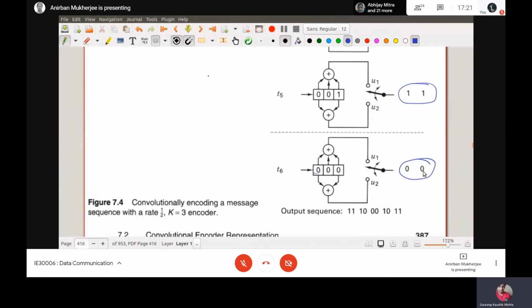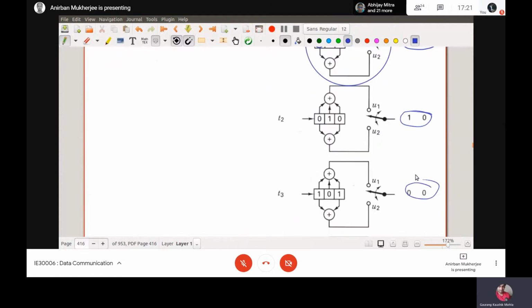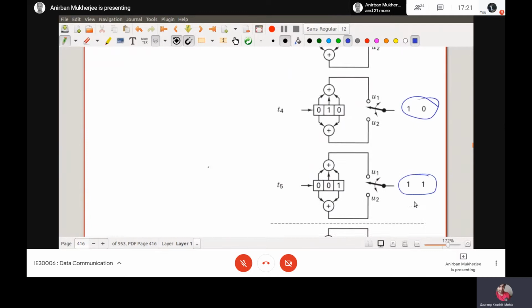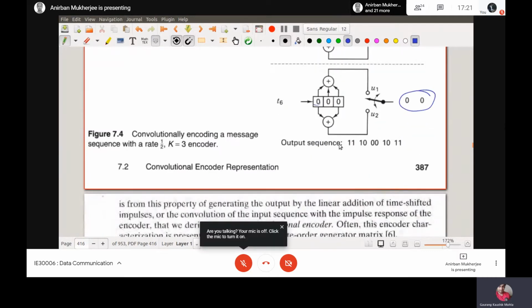So what is your output sequence? The output sequence is 1 1 1 0 0 0 1 0 1. So when 1 0 1 is the input, this is your output. This is your basic sequence, this is your channel sequence. In this case, the last 0 0 we don't consider, because that is the relaxed case actually.